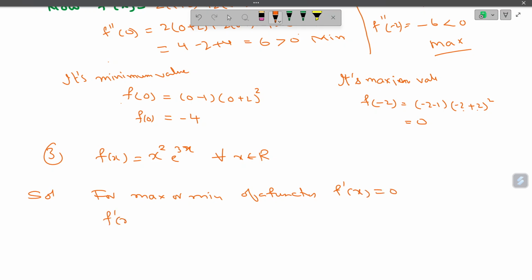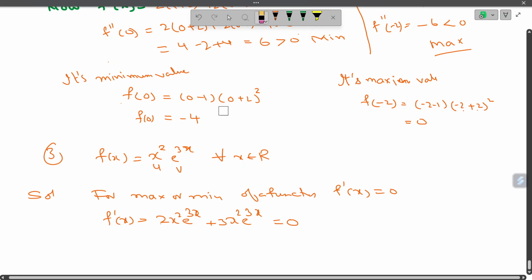So what is f dash x? This is UV rule. 2x square e to the power of 3x. UV, derivative of u is 2x, v as it is, e to the power of 3x. u, x square as it is, derivative of e to the power of 3x is e to the power of 3x into 3. For maxima and minima, f dash x equal to 0. What are the common things you can take? Common things, you see, if we are equating, x square, so what will be?